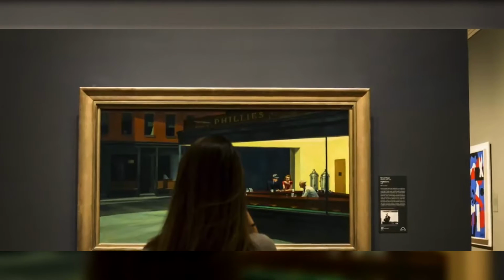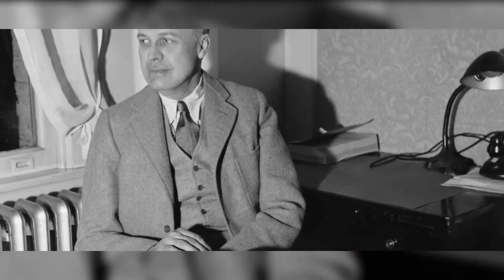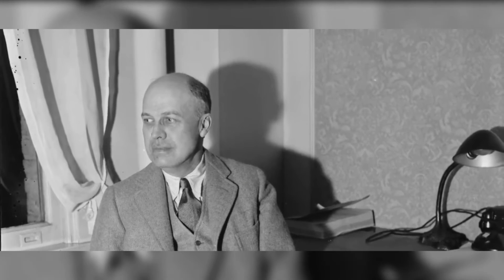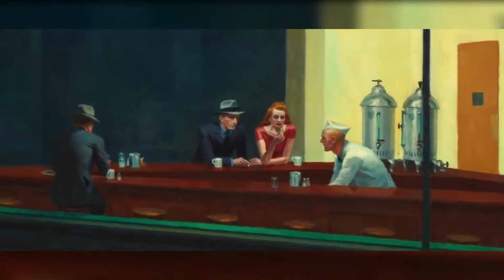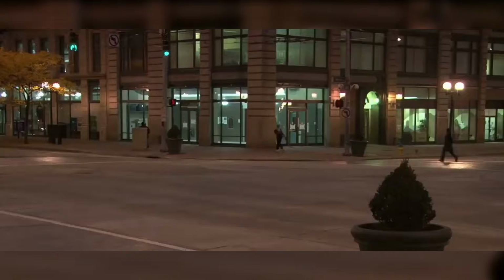In the artwork, there are 4 figures: 2 male customers, a female customer, and a man behind the counter who looks to be serving the customers. The male patrons are dressed in black suits, as was customary at the time the painting was created, while the female patron wears a vivid red shirt.